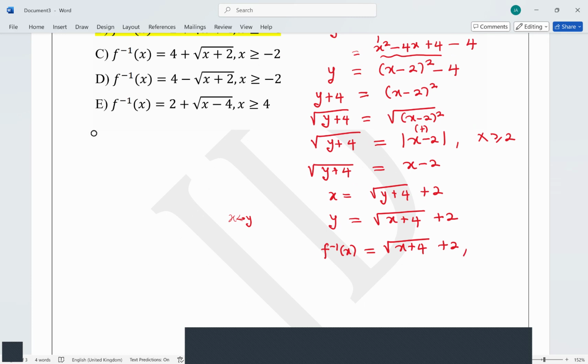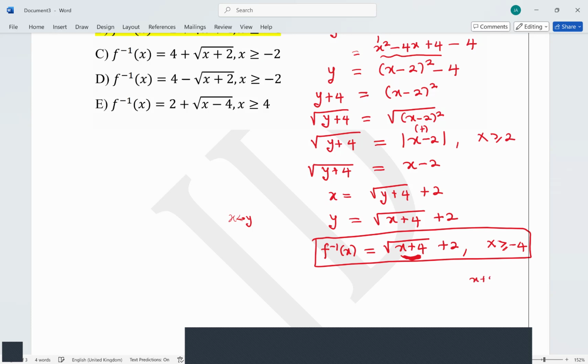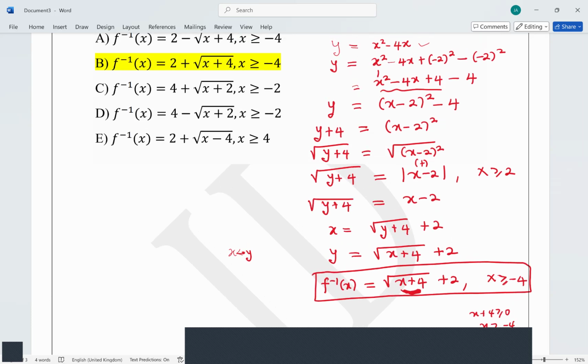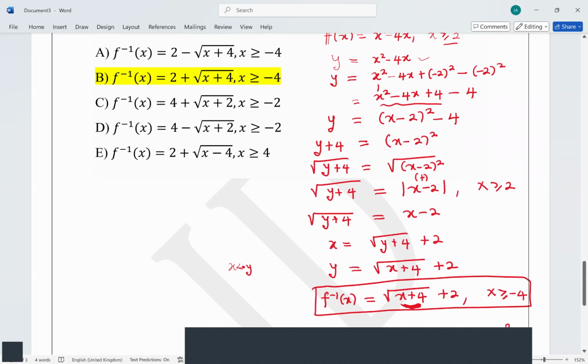Now, what will be the domain of f inverse? You see, this is a root function, so this cannot be what? Cannot be negative. So it means the condition will be x greater than or equal to what? Minus 4. So that will be the domain of f inverse. So how did I get x greater than or equal to minus 4? Just set x plus 4 to be greater than or equal to 0. You will get x greater than or equal to minus 4. Or you look for the range of the original function. So the answer is B, not A. So take note of that.